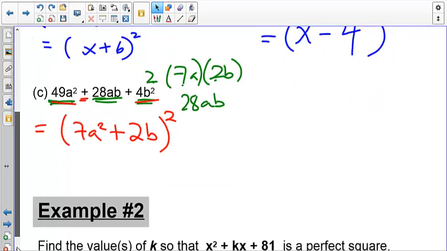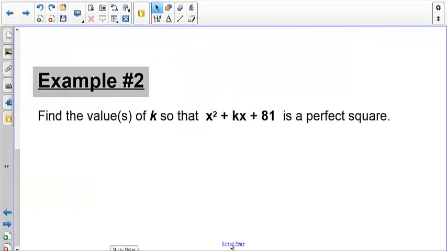One last example for you to consider this evening is example number 2, where I'm asking you to find the values of k so that x squared plus kx plus 81 is a perfect square. Well, k is the value that's right here in the middle. What number could we be looking for that would satisfy this? Again, it's the exact same process of verification as I was doing in example number 1.